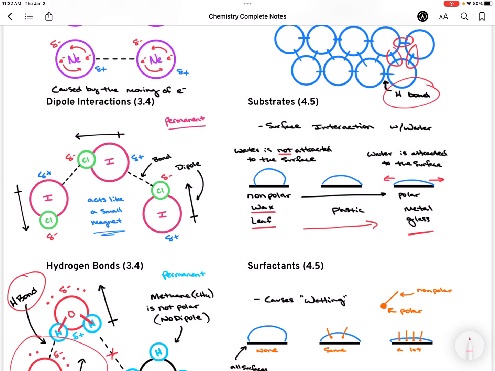So if you've ever seen a water droplet on a piece of wax paper or a leaf, it's all balled up and it's tightly held together. And when it's on metal or glass, it's all spread out and flattened.